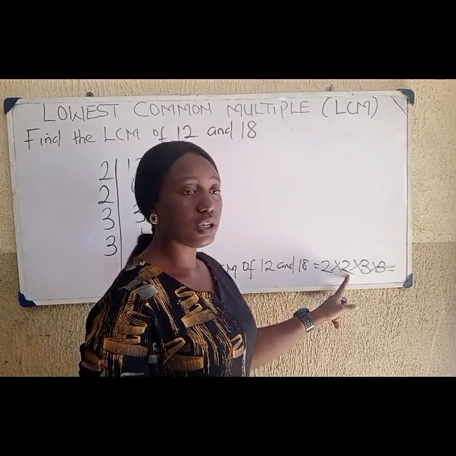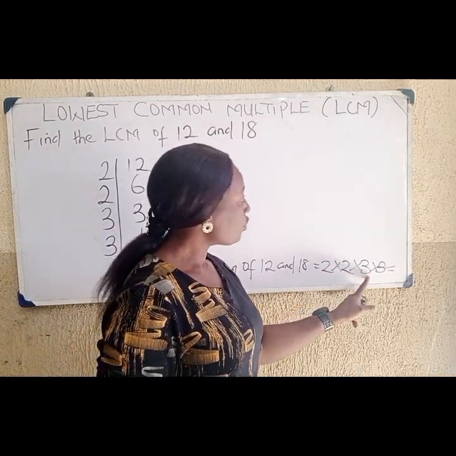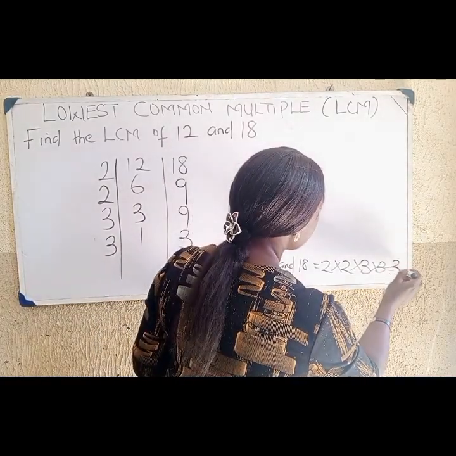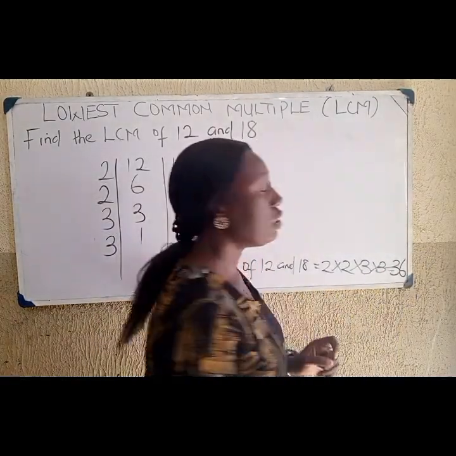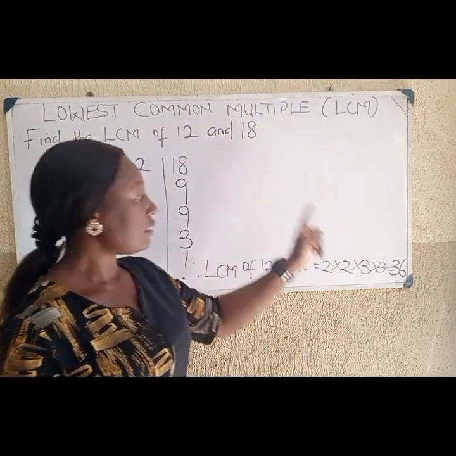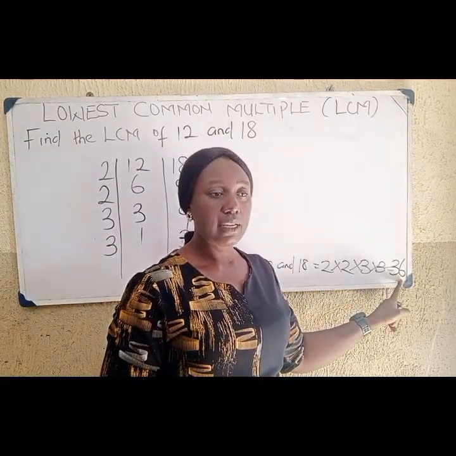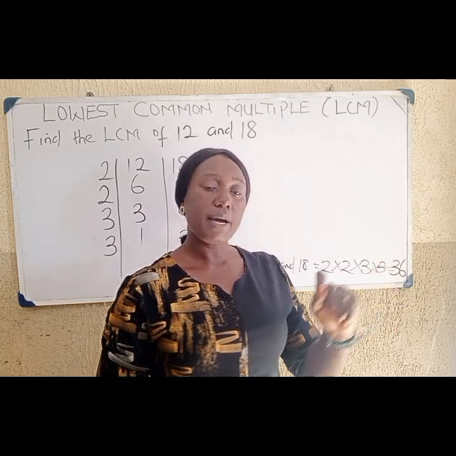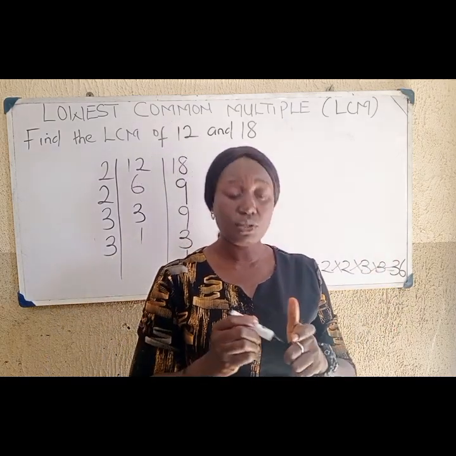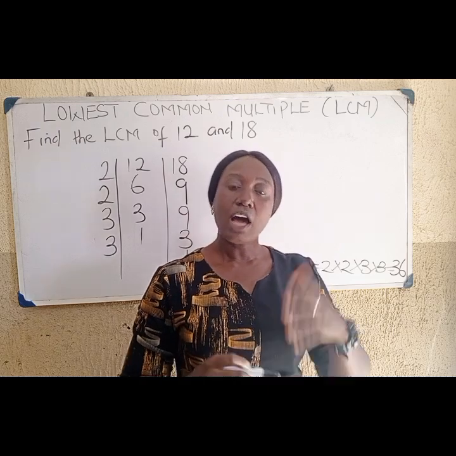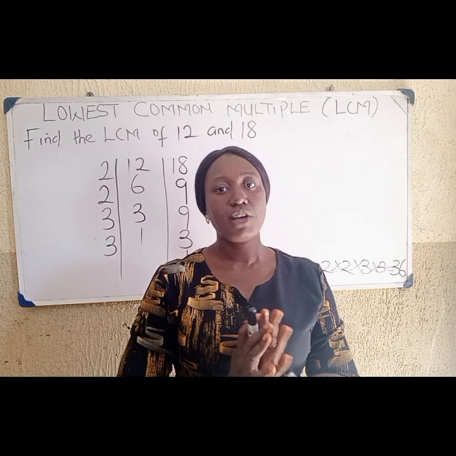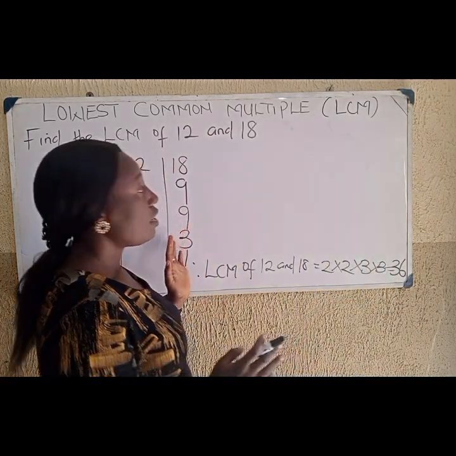2 times 2 is what? 4. 4 times 3 is what? 12. 12 times 3 is what? 36. So the lowest common multiple of 12 and 18 is equal to 36. Remember that LCM is very important in solving problems on fractions, and also when you are simplifying equations with fractions. So I believe it's clear.